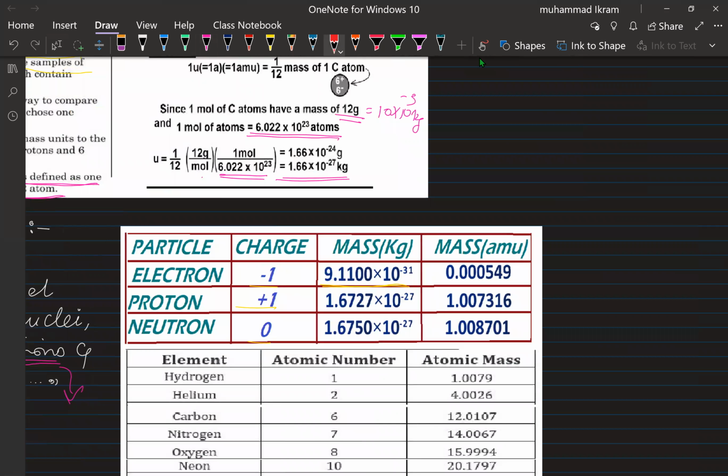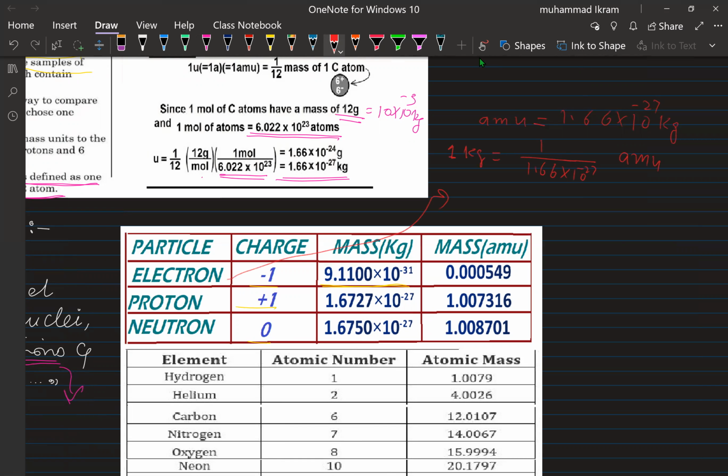Let us see here. Look, one atomic mass unit is equal to what? One atomic mass unit equals 1.66 into 10 raised to the power minus 27 kilogram. So what does this mean? This means that 1 kilogram will be equal to 1 over 1.66 into 10 raised to the power minus 27 atomic mass unit. Now look, for example, if you want to do this for the electron, let me finish my calculation for the electron.